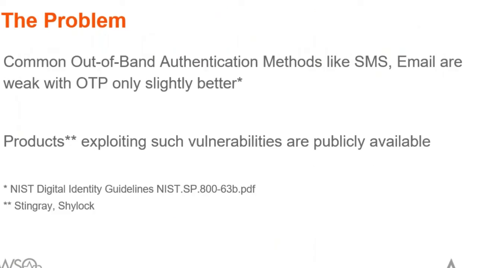The most popular two-factor authentication methods currently used are out-of-band methods, like SMS and email. But these are weak, as German customers of O2 found out when their bank accounts were emptied. You can, if you know where to go, buy products to intercept SMS messages.